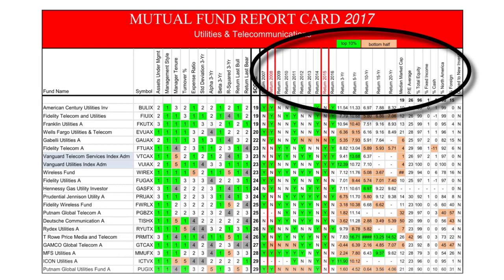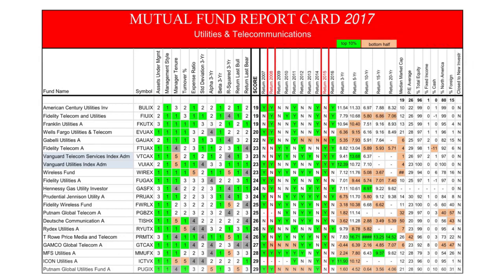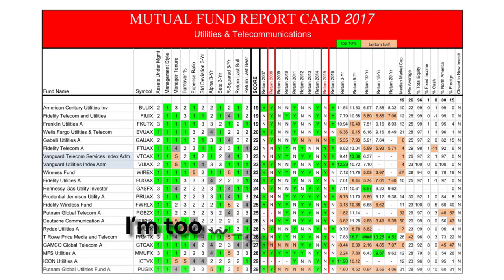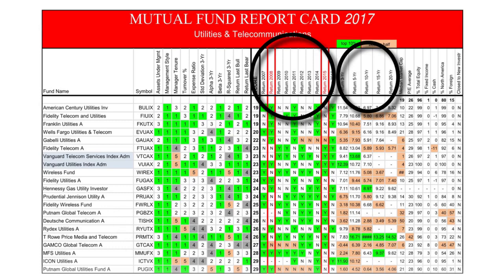Now, while I have proven to you that even long-term fund success is a poor fund selection tool, and of course you're not in agreement, guess what? You still want to see how the fund did in the past, so I acquiesce and provide you annual returns of the past 10 years and multi-year returns from 3 years to as much as 20.